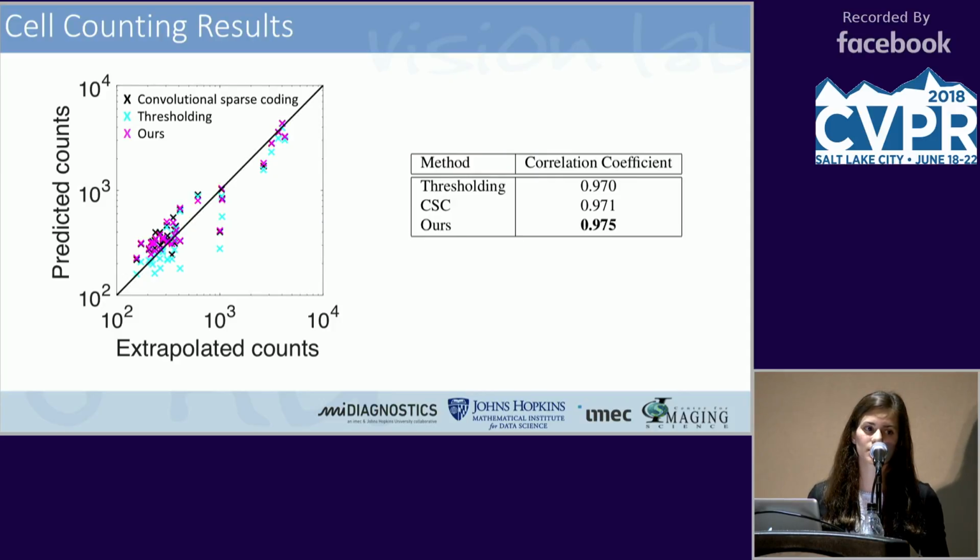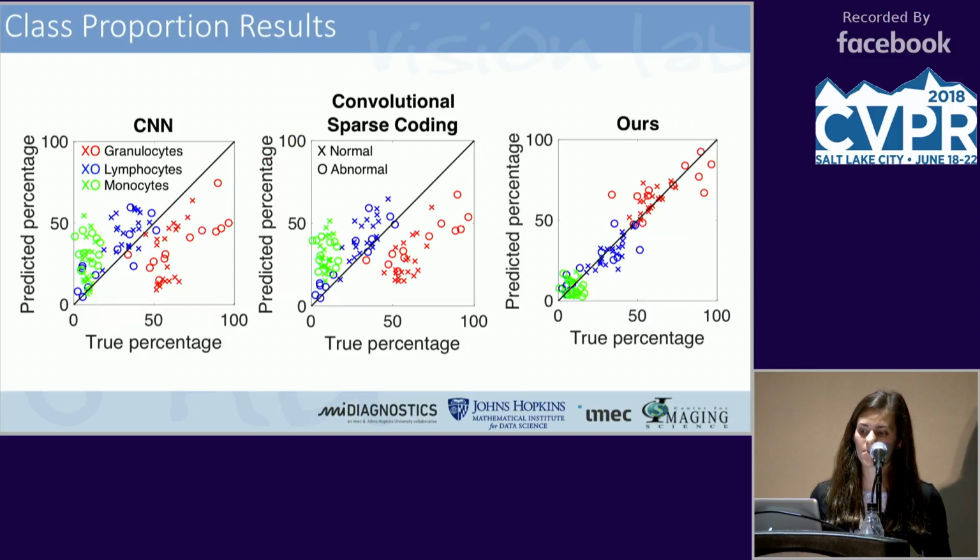First, I'm showing the results for cell counting. On the x-axis is the ground truth, and on the y-axis is the predictions for our method, thresholding, and convolutional sparse coding. And while our method slightly outperforms the other two, all of the methods shown here are able to produce relatively good counts. The real advantage of our method is evident when you look at the class proportion results.